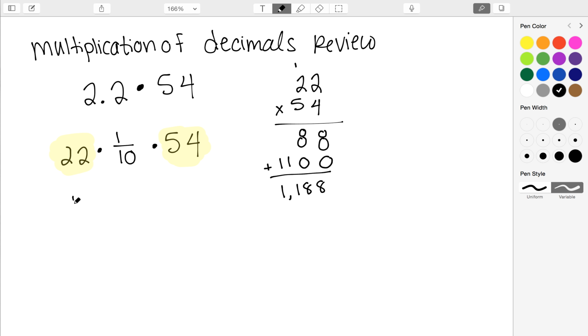This now becomes 1/10 times 1,188, which means we move the decimal over one place to the left. I get 118 and 8/10. All right, guys, that's our warm-up. I'm going to stop this video, and then I'm going to make another one that goes over lesson 7.